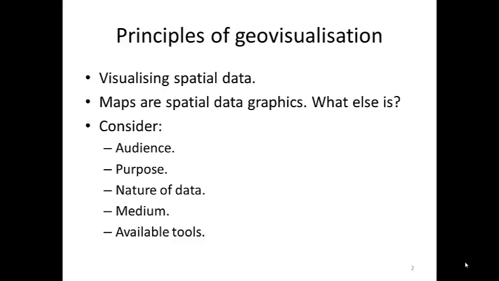So maps plus different sorts of spatial data work quite well together. So think broadly is my big point there. And when you're thinking about how to put together your visualization, you want to think about these groups of things, these broad topics: audience, purpose, the nature of the data, the medium that you're going to be using, and the available tools. So I thought we could look at some of these in turn. So basically you want to think about who's going to be using your map.